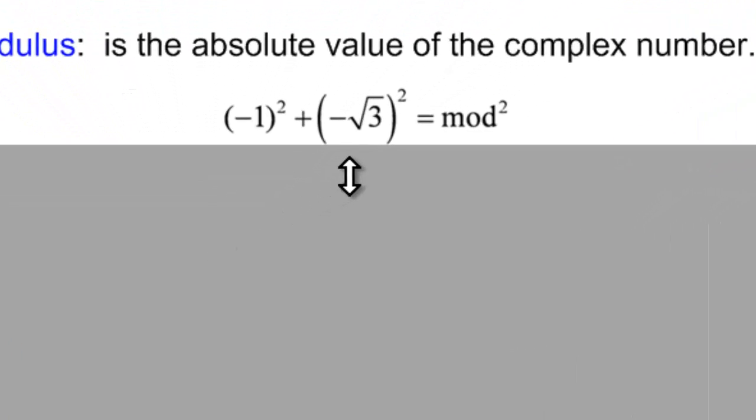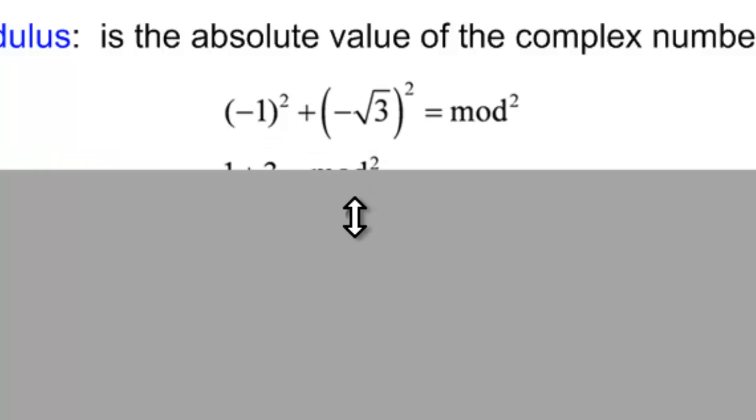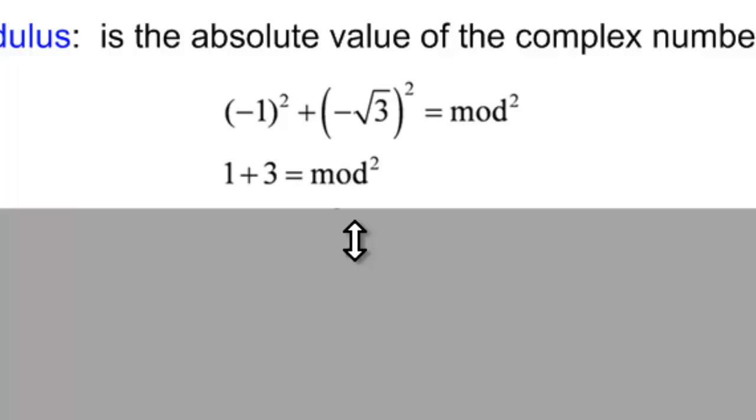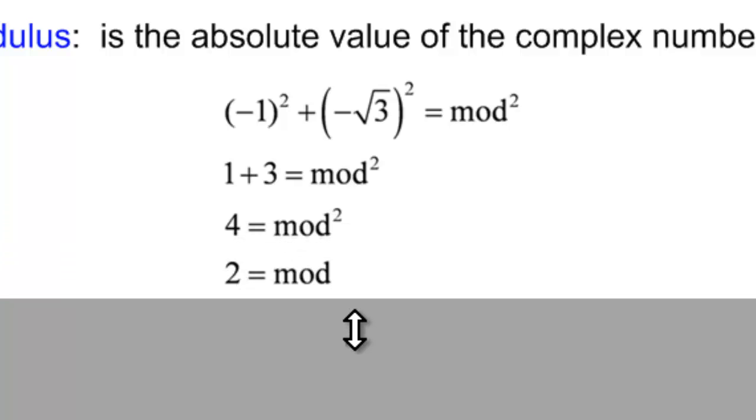I'm going to take -1 squared plus -√3 squared, and that's going to equal my modulus squared. 1 plus 3 equals my modulus squared, which is 4. Therefore, my modulus is equal to 2.